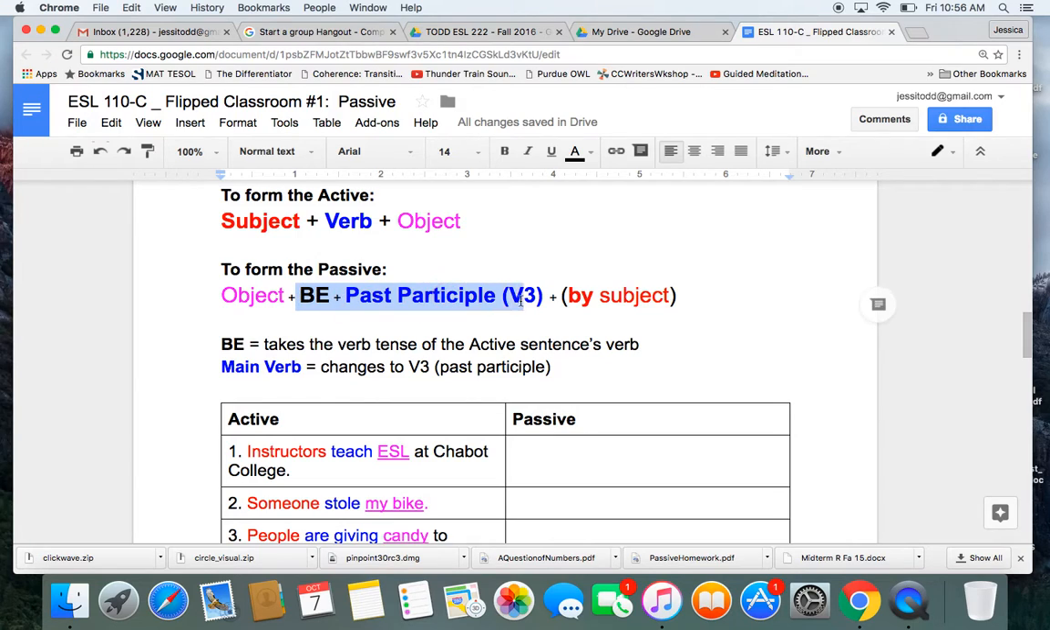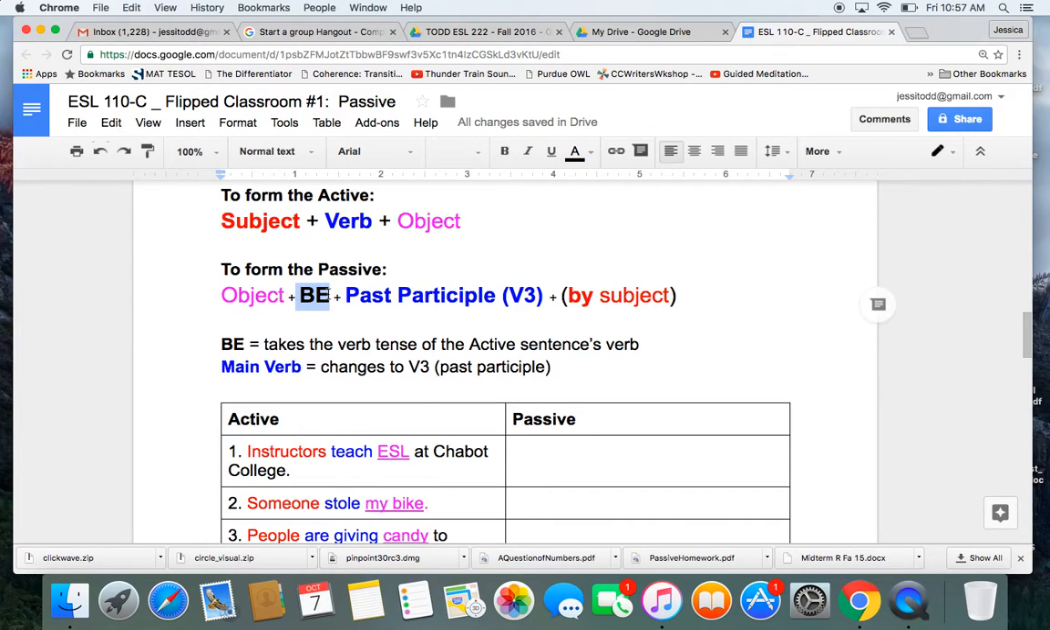Okay. In the middle, we have a different construction for the verb. Every passive sentence must have a be verb, some form of be. And every passive sentence must have a past participle form of the main verb. Okay. So let's look at how we do that. First of all, be takes the verb tense of the active sentence's verb. So in our active sentence, whatever verb tense this verb is in, we're going to transfer that to change be to be that same tense.